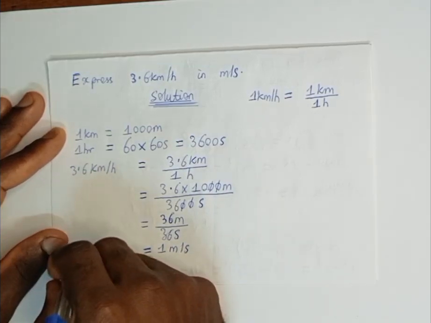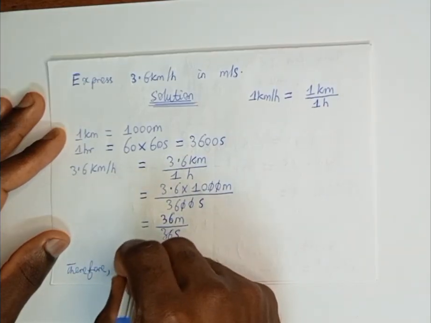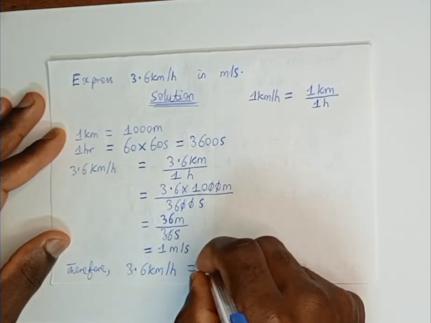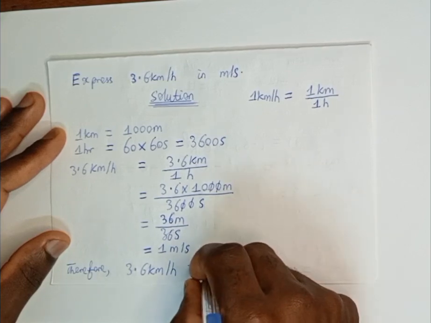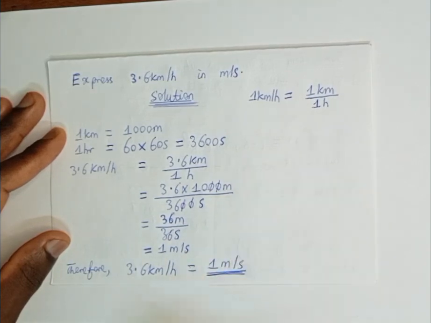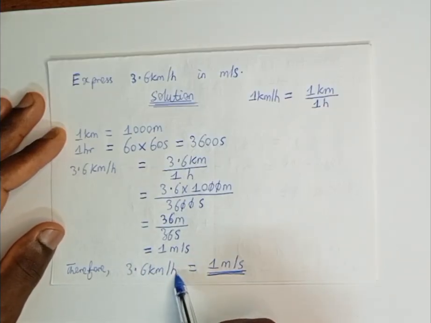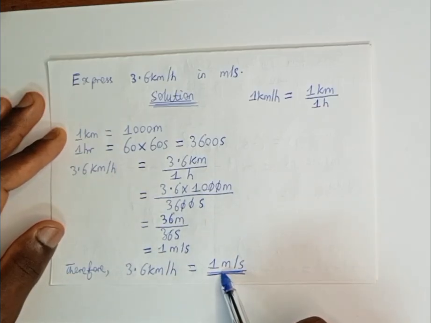We conclude, therefore, that the speed of 3.6 kilometers per hour is simply equal to 1 meter per second. This simply means that if an object covers 3.6 kilometers in 1 hour, then in 1 second, the object covers 1 meter. We are done with the solution of this question.